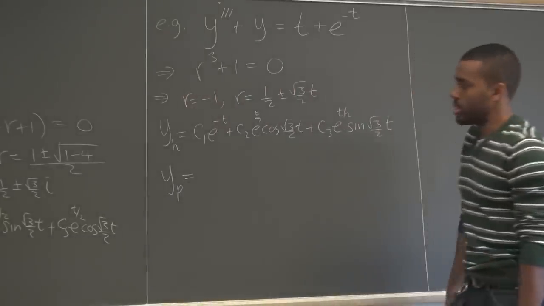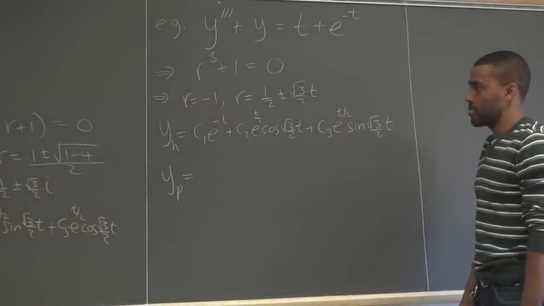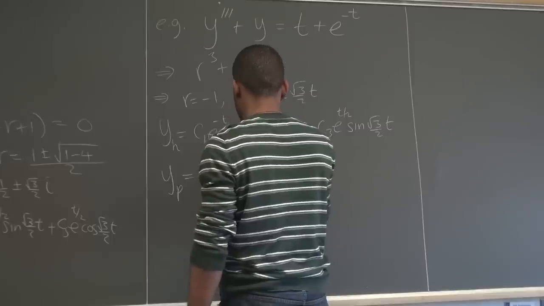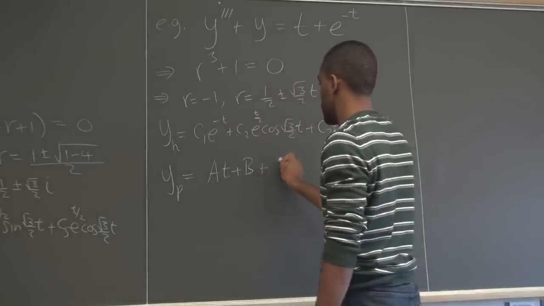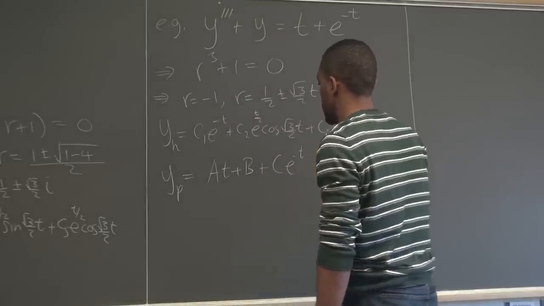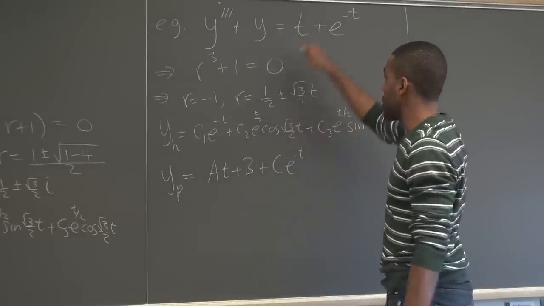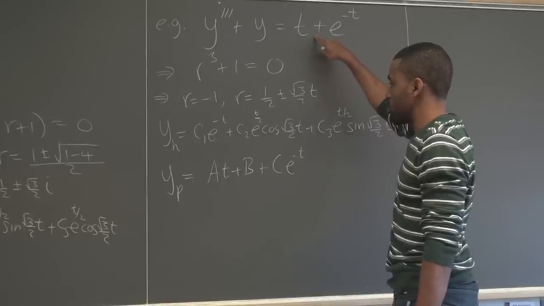how do we do the YP? A t plus b, plus c e^(-t). Right, so the same principle applies. You make it look like this. That's the first step, the general form of what's here.